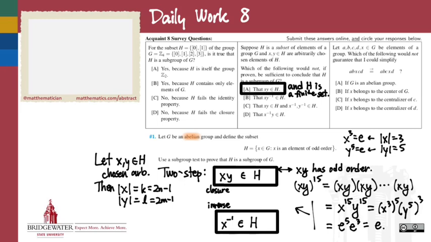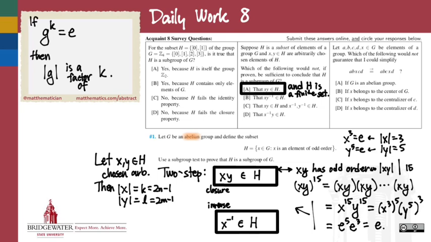But here's the giveaway, right? The giveaway is that if g to the power k is equal to the identity, then the order of g is not necessarily k, but the order of g is a factor of k. So in our example down here, the 15th power of xy gives me the identity. That means that the order of xy is a factor of what? The order of xy divides 15.